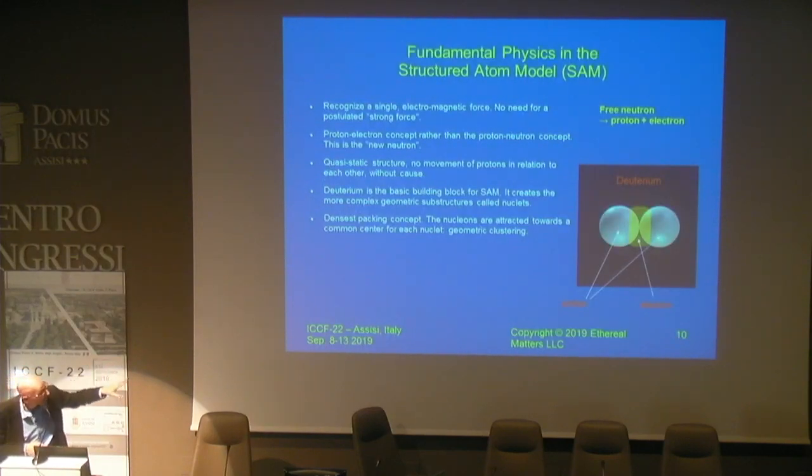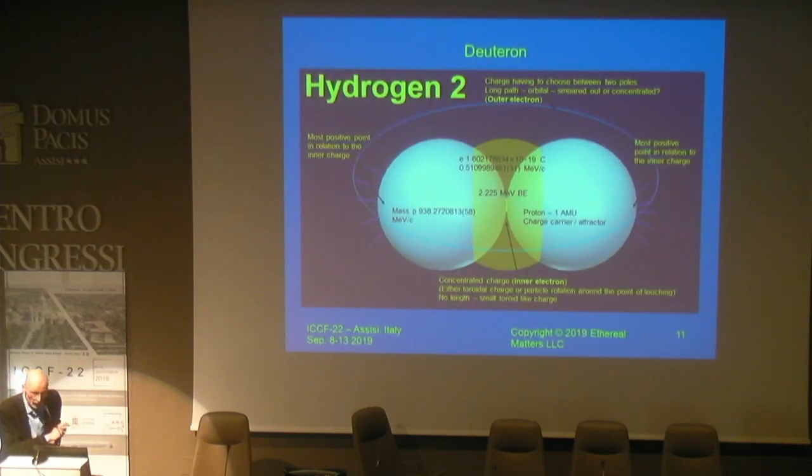The basis for this, the first building block, the first nucleus, is the deuteron, and as I mentioned, there's no need for a strong force. We called it the new neutron in the beginning, but now we refer to this deuterium concept. This would be the idea of it. We get a 2.225 MeV binding energy. We plotted some information there. This is the concept that we have for the structure.